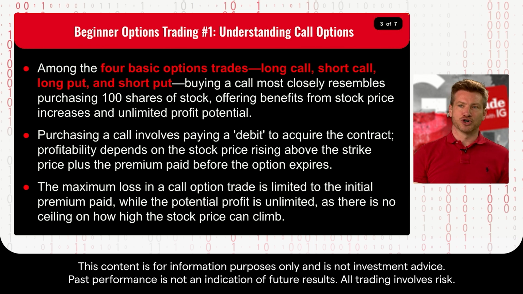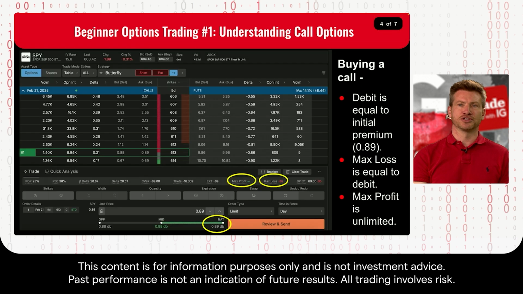The maximum loss in a call option trade is limited to the initial premium paid, right? So if I pay $1 for that entry ticket, then my loss is limited to that $1 times 100 or $100. The potential profit's unlimited because a stock can continue going up, right? If you thought a stock was going to get taken over like Walgreens did recently, and you can buy in for a small amount, then that potential profit's unlimited. There's no ceiling on how high a stock can climb.